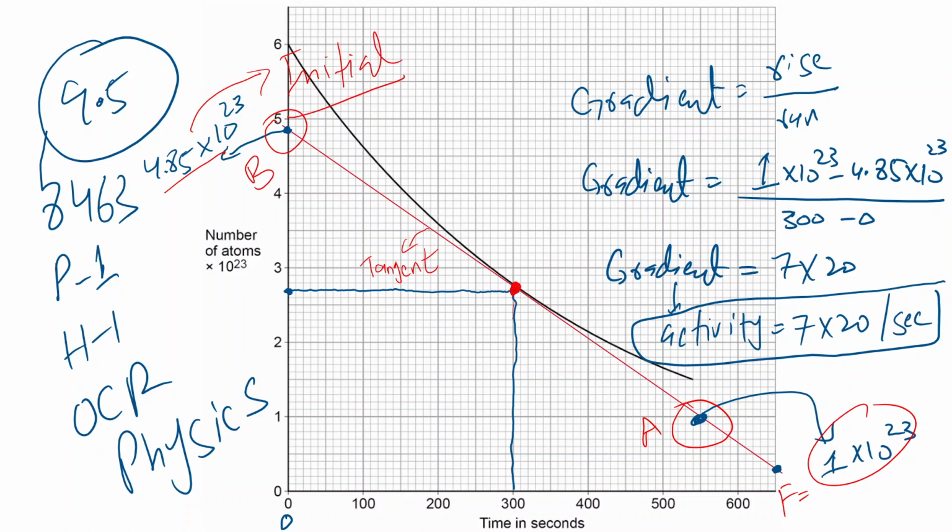Final minus initial will give me the total rise, and the total run is final minus initial. So the final one is 550, which is here, and the initial one is 0. When I do that, I am going to get 7 into 10 raised to the power 20 per second. That is actually my activity. So that is question number 9.5.